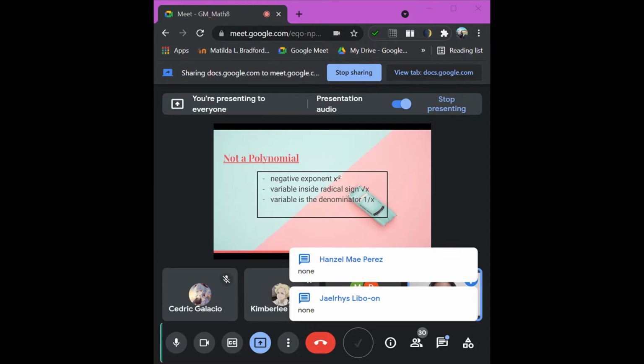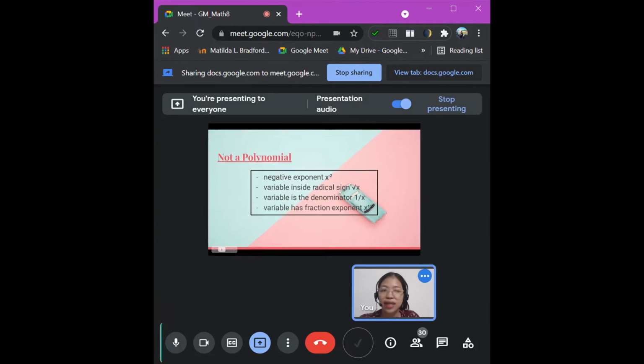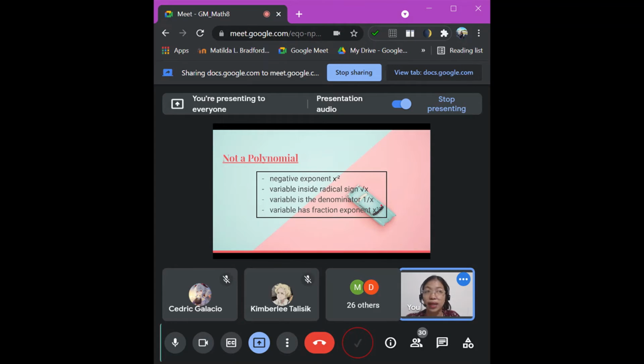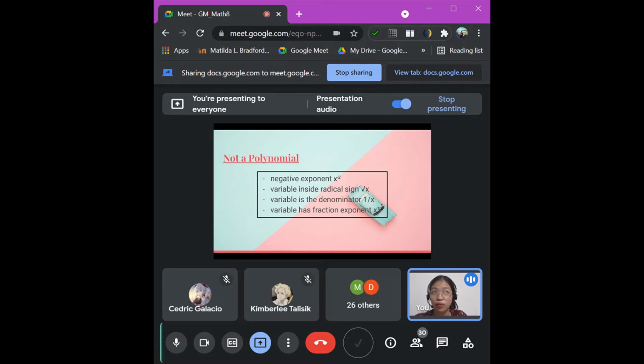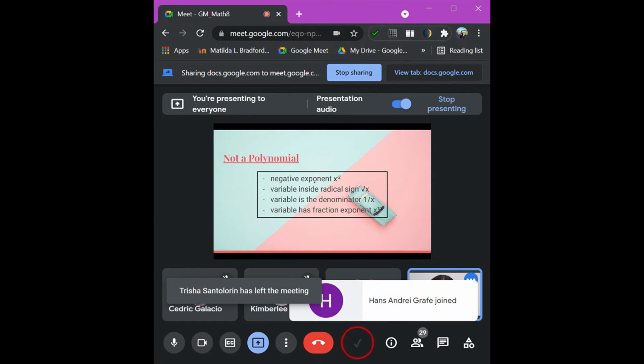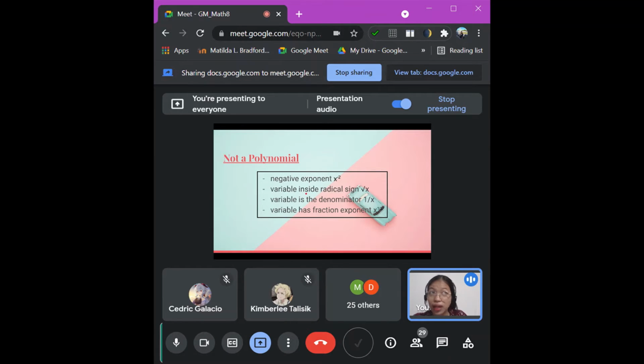Okay, none. Then for the last one we have here, a variable with a fraction exponent. This is what Derek said, if we have a fraction exponent. You have there 1/2, 2/3, 3/4, 5/6. It's not a polynomial. So you have to remember these things, okay? You have to remember these things because in our rational algebraic expressions, we are going to use a polynomial as the numerator, and we can also use a polynomial in our denominator. So if you can remember, P over Q. Our numerator must be a polynomial. It cannot be a non-polynomial.